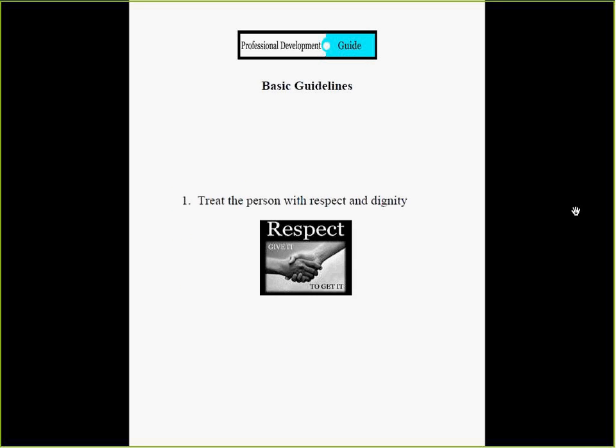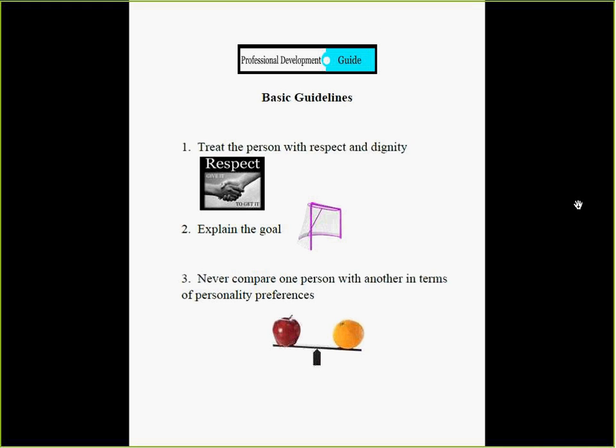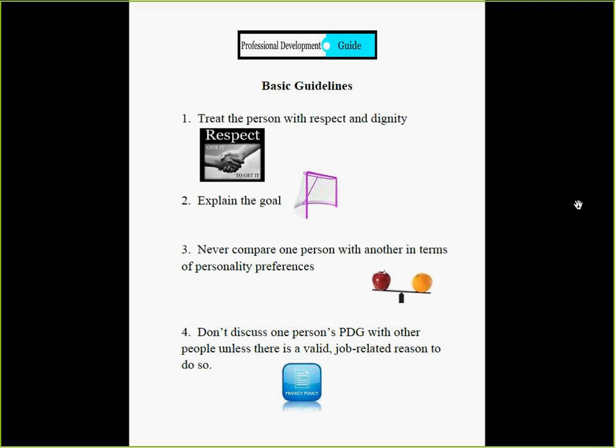In whatever ways you incorporate the PDG into your company's coaching or mentoring, remember these basic guidelines. Treat the person with respect and dignity. Don't use personality preferences as labels or nicknames. Your interest is with helping the person strengthen his or her job performance. Don't compare one person with another in terms of personality preferences. And also remember that the PDG contains confidential information. Don't discuss it with other people unless there is a valid, job-related reason to do so.